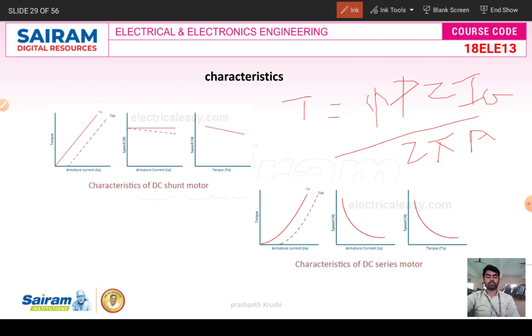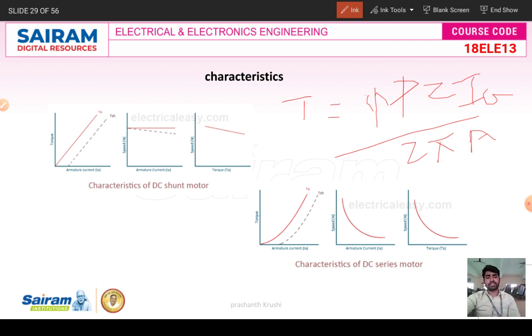And speed versus armature current characteristics: N is directly proportional to Eb by phi. What about Eb? Eb is equal to Vt minus Ia Ra. So a small drop will be there, which reduces speed by a small amount. So some variation will be there. And speed versus torque: torque will be reduced as speed increases. If one rotation requires more torque, then for some more rotations the torque requirement is less, right? That is the characteristics of the DC shunt motor.